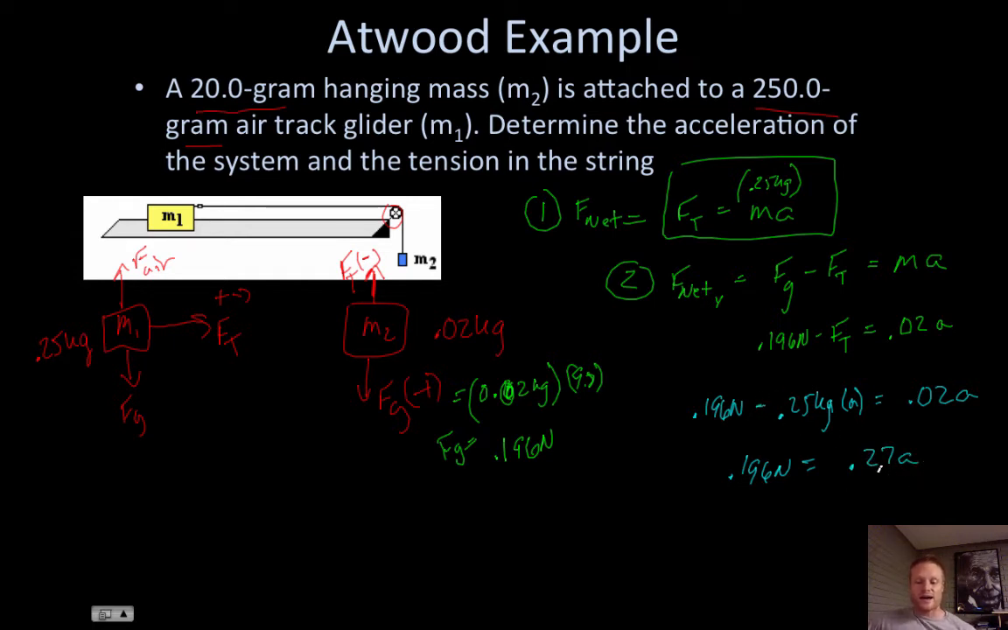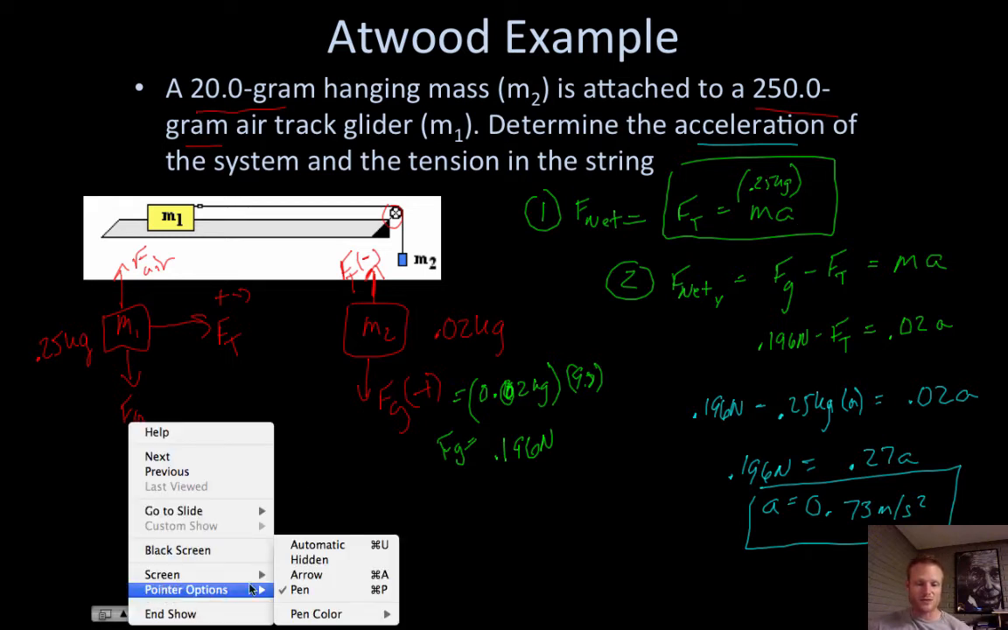Now if I do a little calculator work and I take 0.196 divided by 0.27, I get an acceleration of 0.73 meters per second squared. Not real fast, but you have to imagine this little tiny block is pulling this much bigger block on this air track. So it's not a super fast acceleration, but it will accelerate. So that's one piece, to determine the acceleration of the system, and then the second piece is to determine the tension of the system.